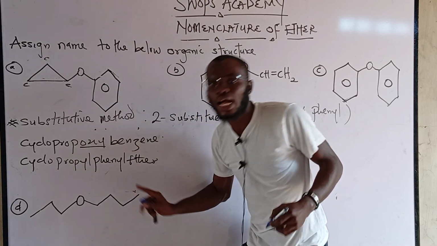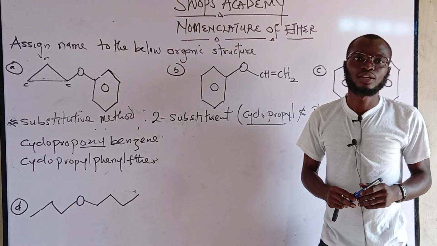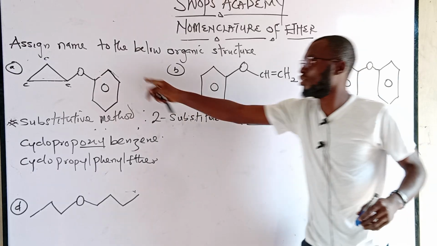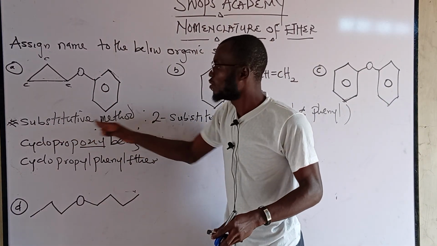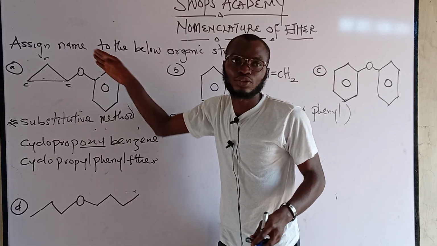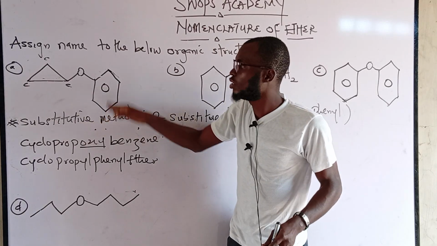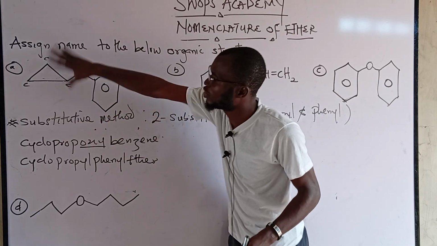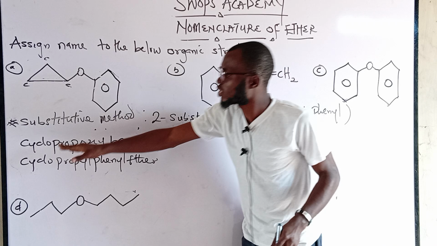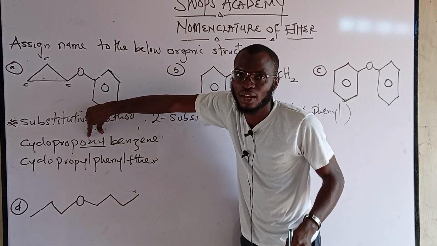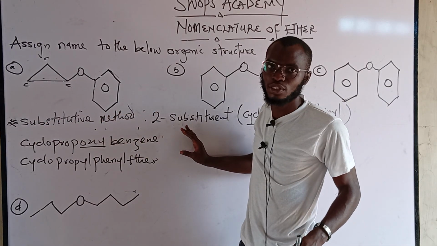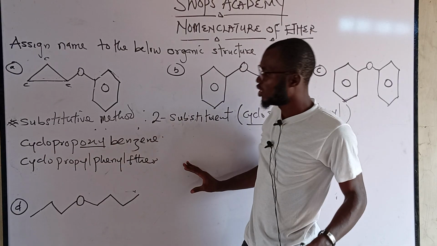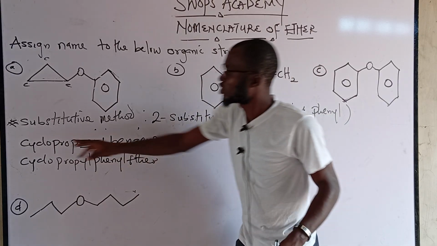Cyclopropyl phenyl ether. This is the functional method of naming this particular organic structure. Then this one is the substitutive method of naming this structure. Cyclopropyl, this is the ether. Both are the same thing, but this one is the substitutive method and this one is the functional method.